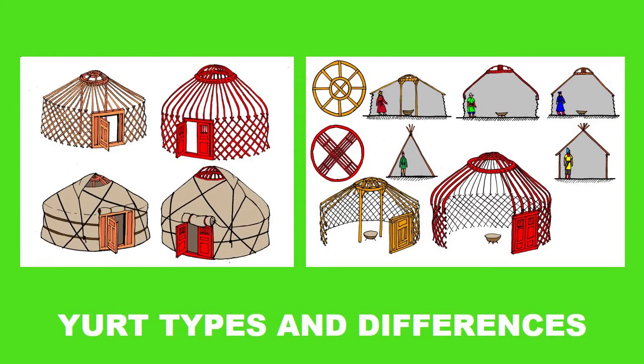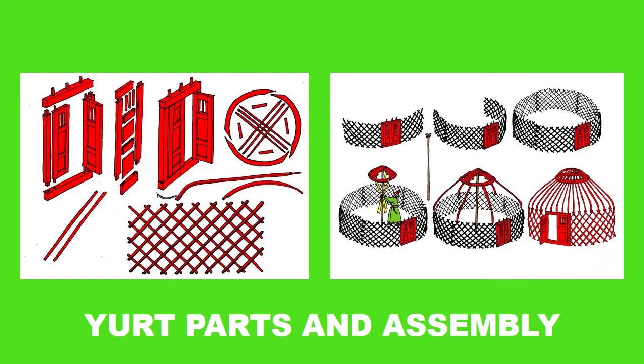The next subject will be the yurt types and differences, and here we will be talking about the so-called yurts versus gers, because yurts are considered Turkic design and gers are considered Mongol design. But this is not also plain and simple, so we will dig a little bit deeper into this subject. We will be talking about yurt parts and assembly, the order of assembly, which parts connect to which parts, and how it all comes together.